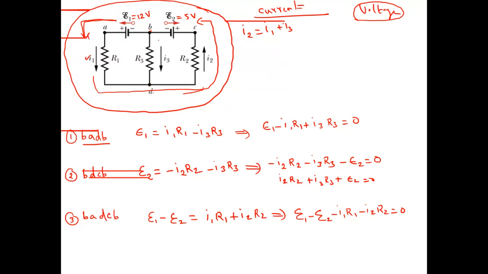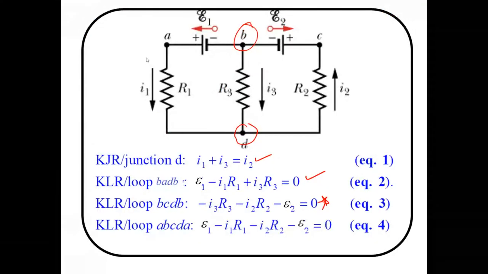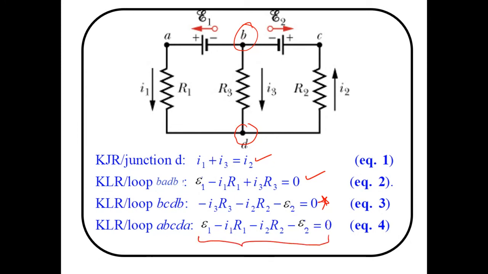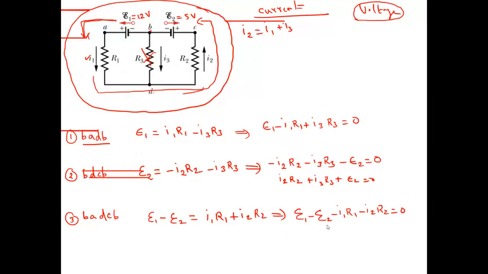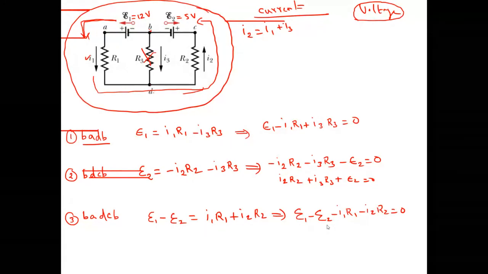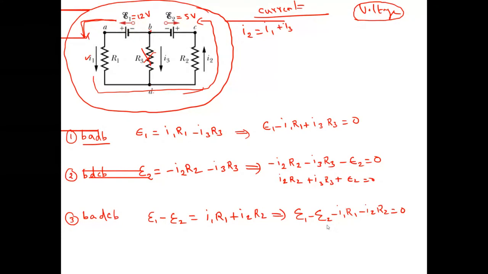My dear, we consider only this loop, so this part is not included. We consider the main loop, the complete outer loop. So if you consider that, I3 and R3 will not play a role here. And E2 is negative because it is in the opposite direction. Now you can see we got the same equation. Clear?